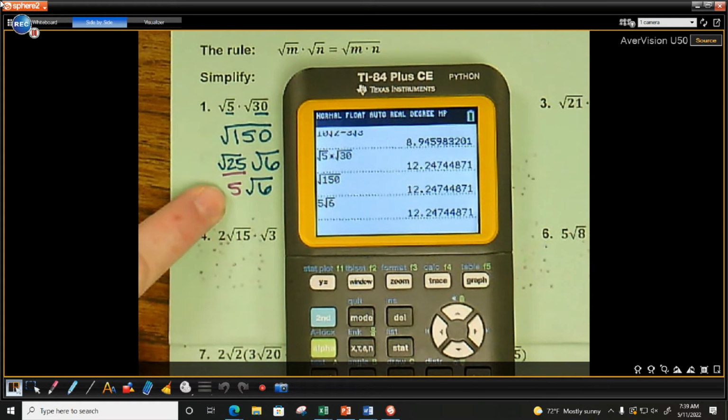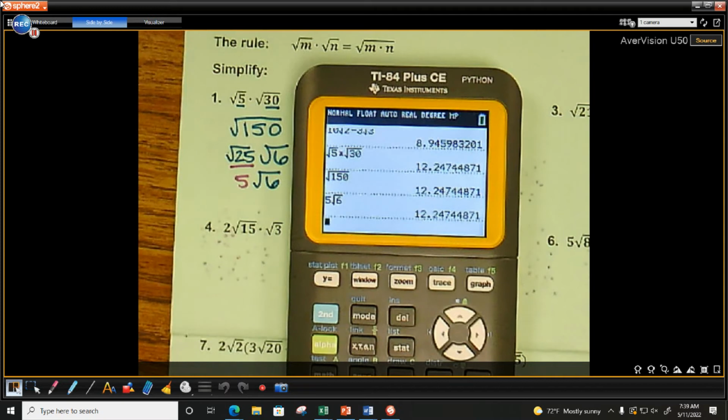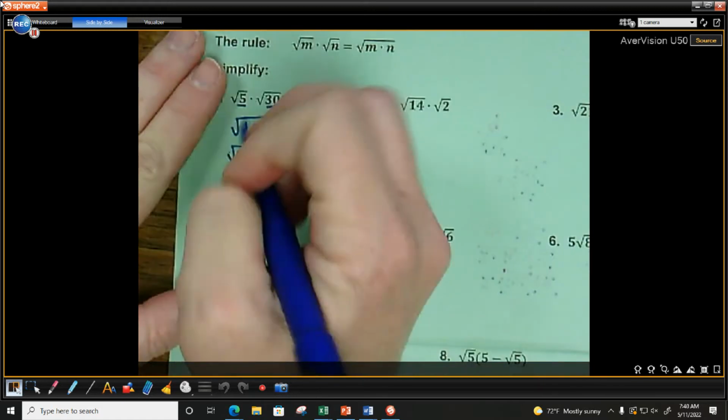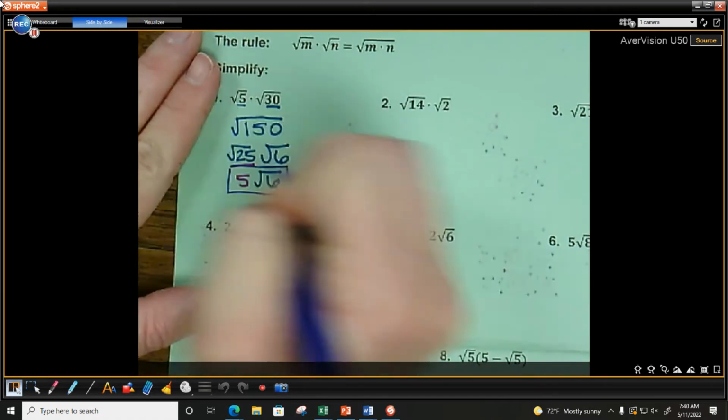What makes this answer a better answer than this answer? I simplified the radical. You must simplify the radical. If you multiply correctly, that's only half of the problem. You have to also then make sure that you simplify the radical. There's my answer.